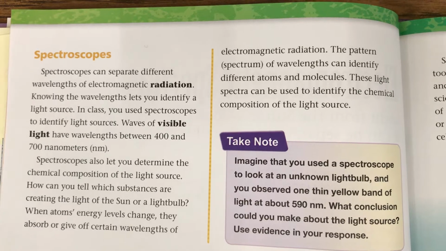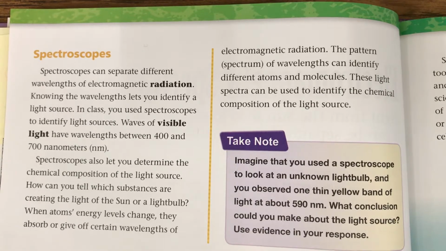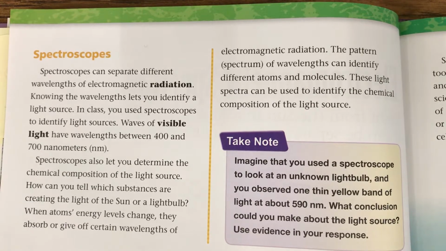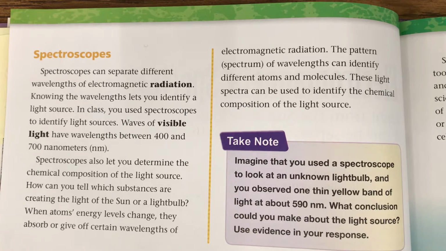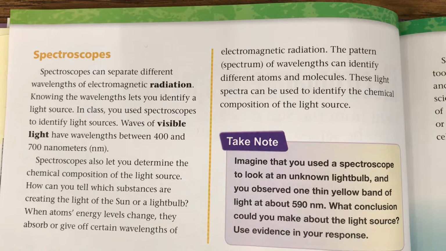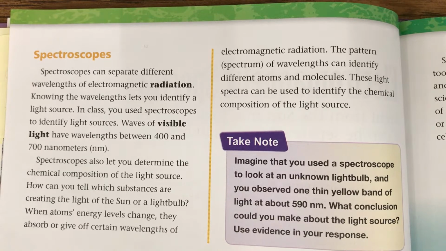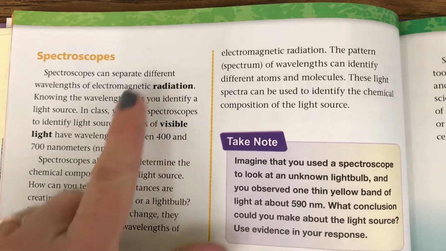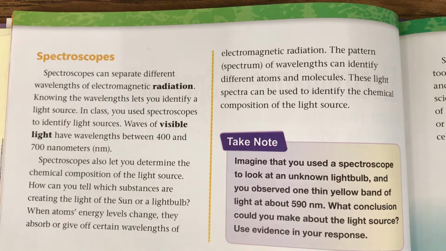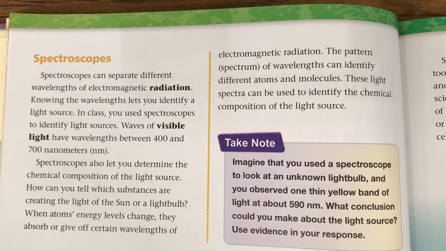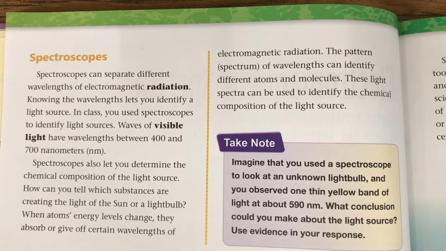Spectroscopes can separate different wavelengths of electromagnetic radiation. Knowing the wavelengths lets you identify a light source. In class, you use spectroscopes to identify light sources. Waves of visible light, please highlight that and highlight radiation, have wavelengths between 400 and 700 nanometers.